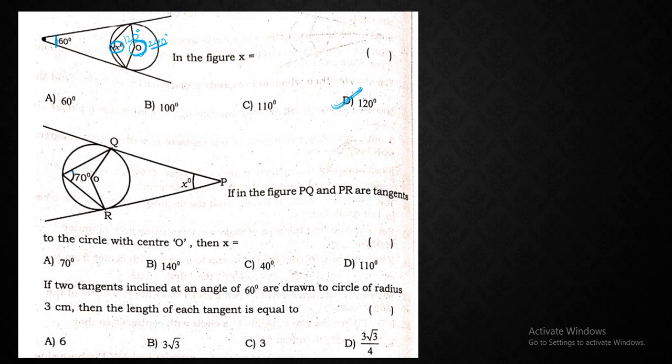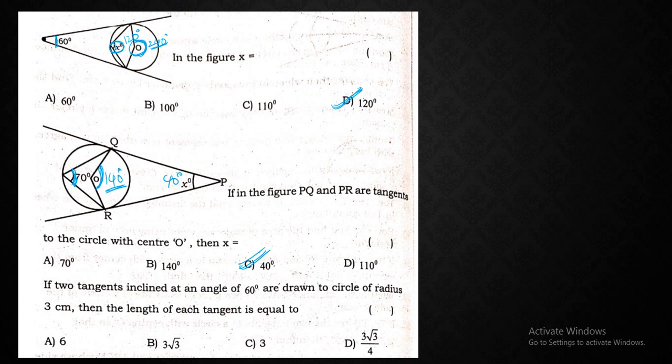Next, if this is 70 degrees, then what can I say about this angle? It is double of this, because the angle at the center will be double the angle formed at the circumference, right? So this angle is 140 degrees. If this is 140, then clearly this is 40 degrees. Hence x is equal to 40 degrees.